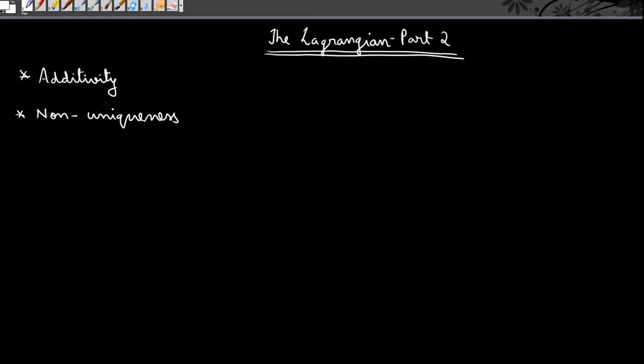In this video, we are going to continue studying some more important properties of the Lagrangian function, which we have already seen in the previous video. So, in this video, we are going to study two more important properties of the Lagrangian, and that is the additivity property and the non-uniqueness property. So first, let us consider the additivity property of the Lagrangian.